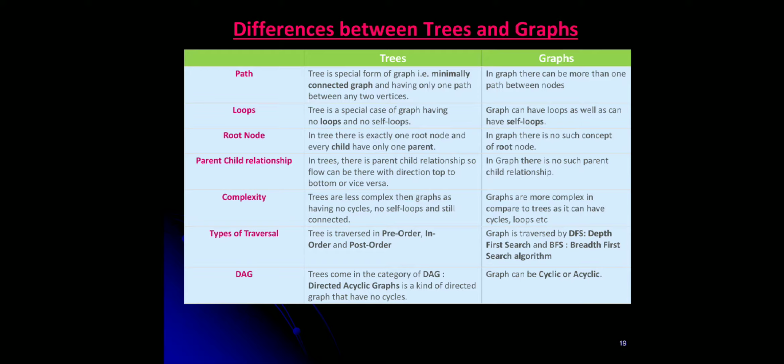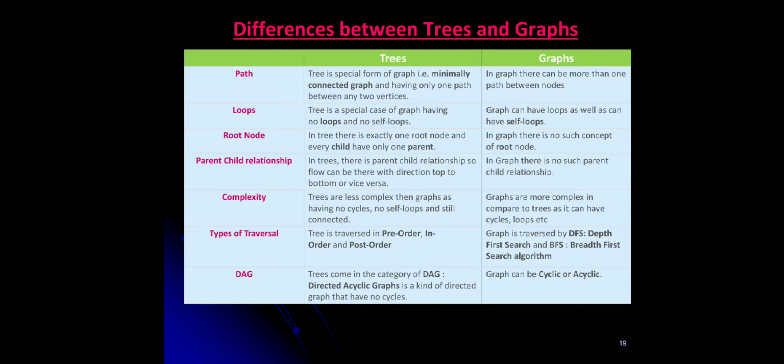And in case of a tree, there is exactly one root node and every child has only one parent. In a graph, there is no such concept of root node. And in trees, there is a parent-child relationship, so flow can be there with direction top to bottom or vice versa. In case of a graph, there is no such parent-child relationship. And trees are less complex than graphs since they do not have any cycles or self loops, but graphs are more complex compared to trees since they can have cycles or loops.